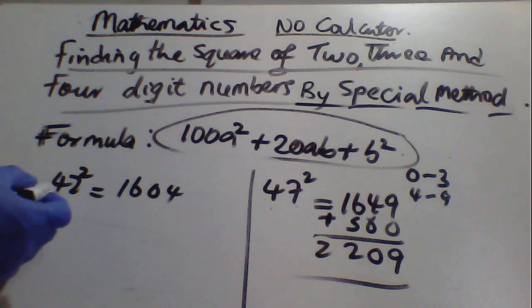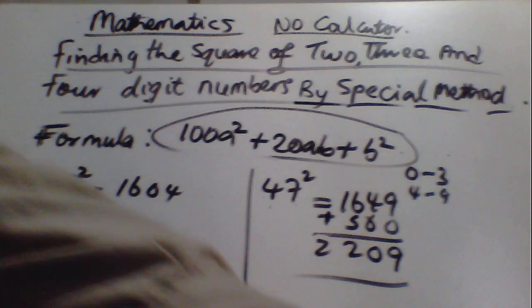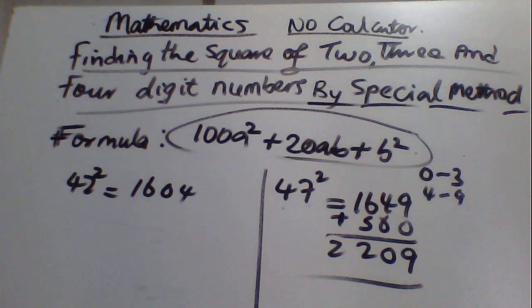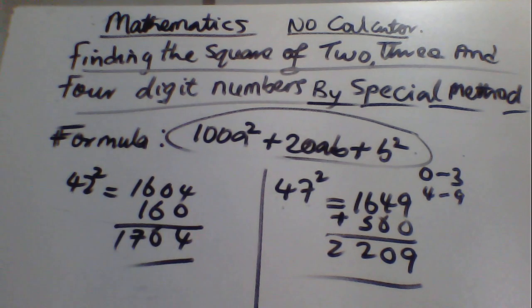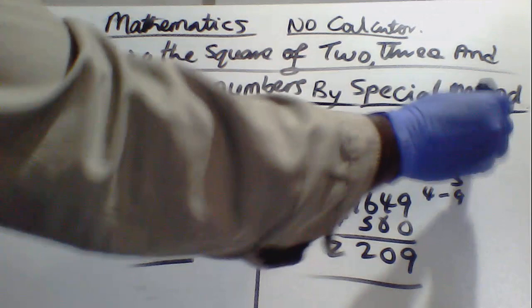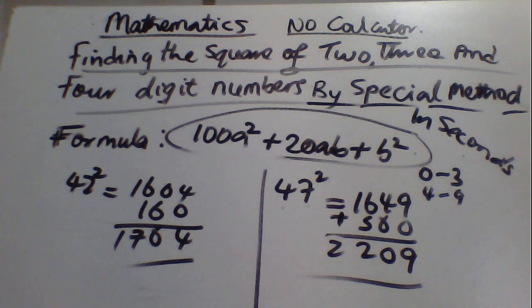Then do the second operation. 4 times 2 will give us 8. 8 times 20 will give us 160. You add up, and we have 1,764. Very easy. You can do that in seconds.